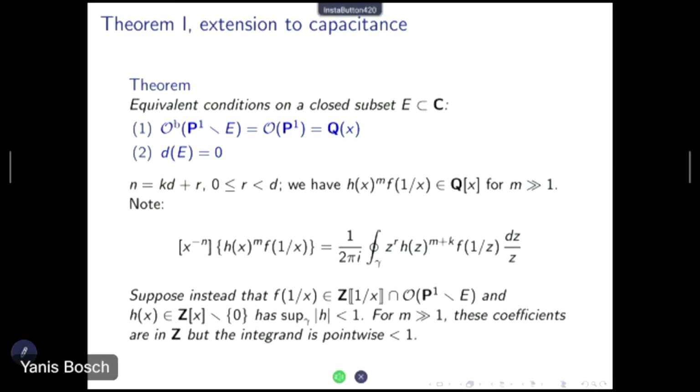this special case. So here the statement is about a formal power series with integer coefficients expanded at the infinity of the projective line, which also defines a function by analytic continuation. So this function extends analytically to a single-valued holomorphic function on the complement of E in the sphere. And suppose that there exists an integer polynomial H, which is not 0, and has supremum smaller than 1 in magnitude on the set E.